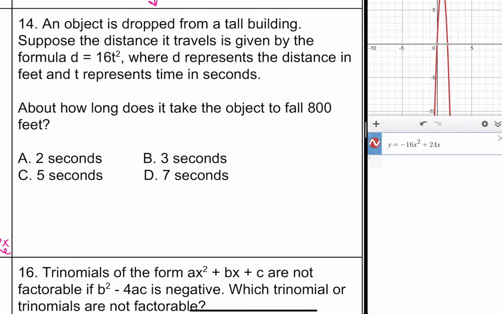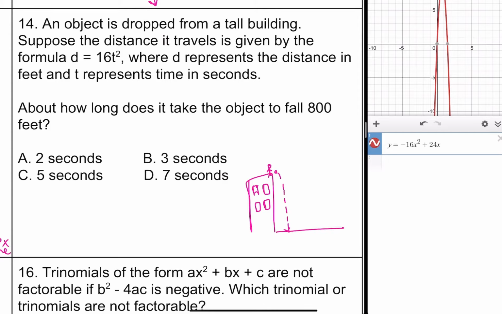Okay, if you missed number 14, here is an explanation of how to do that one. An object is dropped from a tall building. Let's stop right there and just get a picture of what's going on. All right, so we got a building, right? An object is dropped. So say someone's standing up here and they drop something.